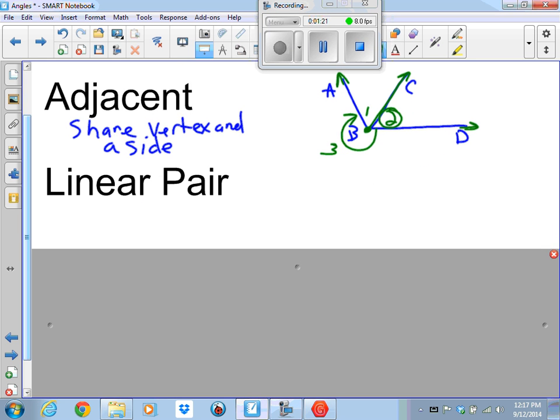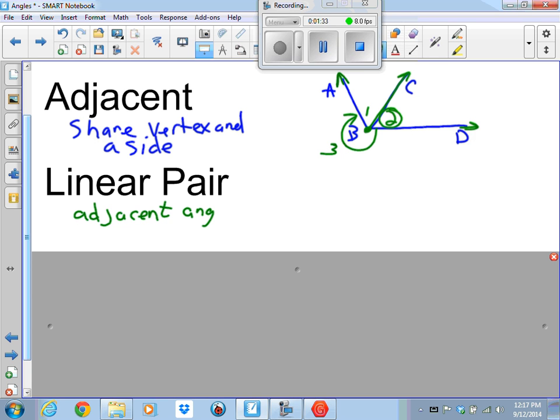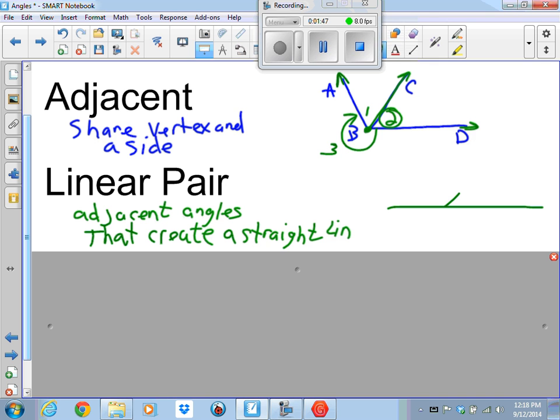A linear pair is basically 2 adjacent angles that create a straight line. So we have our straight line. Angles 1 and 2 are adjacent. They do share a vertex and a side. But now angle 1 and 2 create this whole straight line, so that's going to be a linear pair.